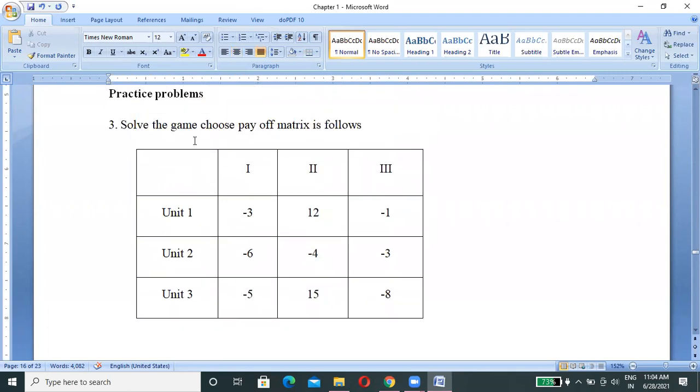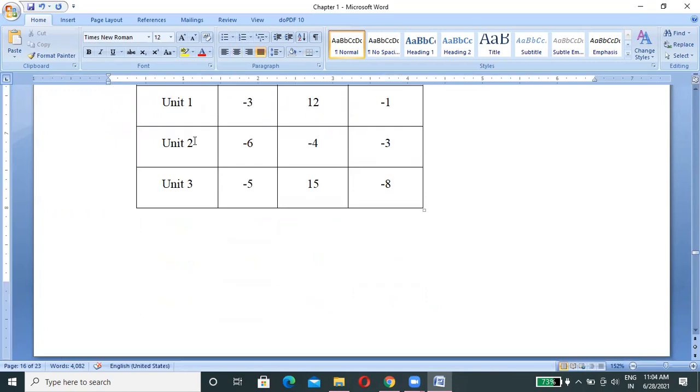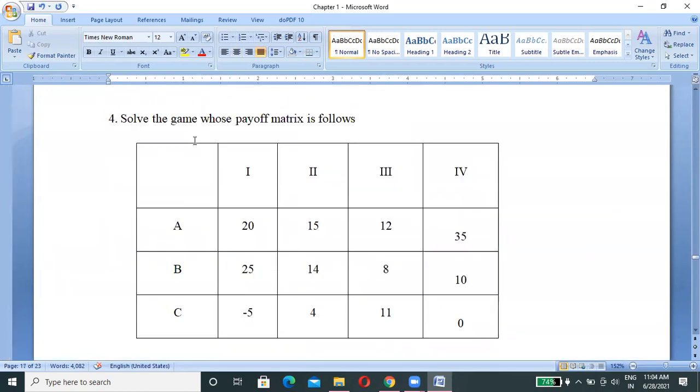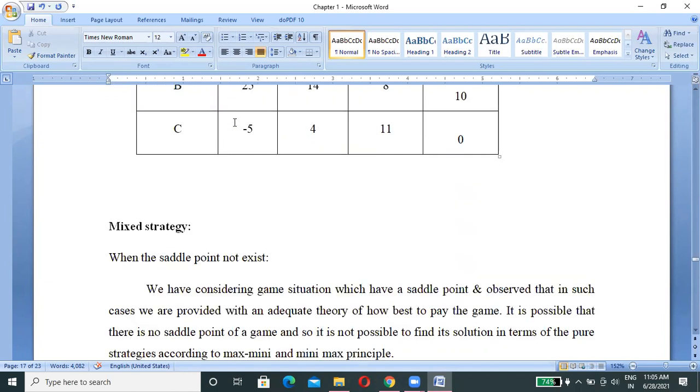Solve the game whose payoff matrix is as follows, that is 1 2 3, unit 1, unit 2, unit 3, -3 12 -1, -6 -4 -3, -5 15 -8. Try to solve this problem. The next problem here, 1 2 3 4, 20 15 12 35, 25 14 8 10, -5 4 11 0. A B C D, row wise values and column wise values are given. Based on this information, try to solve the problem.